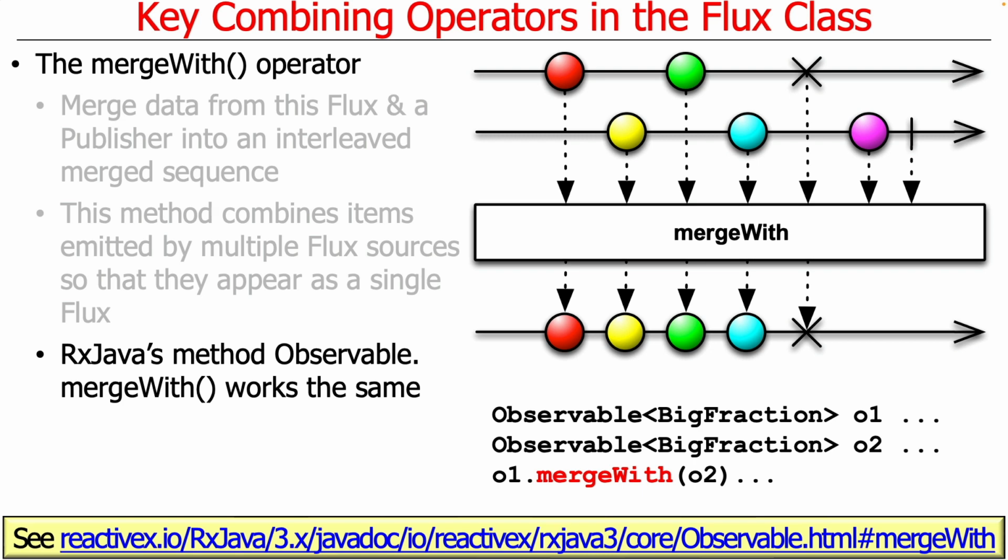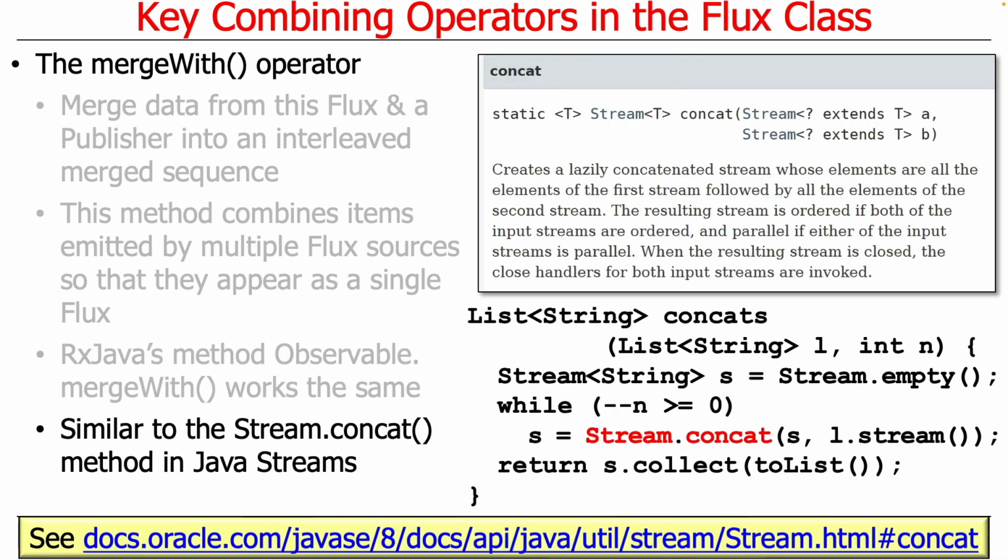RxJava has something that's pretty much identical to this called mergeWith. And both of these operators are somewhat along the same lines as Java Stream's concat operation. And here's a really fun little helper method I wrote at one point to show how you can concatenate stuff using streams. So here we have a list L, and we want this list to be concatenated together n times.